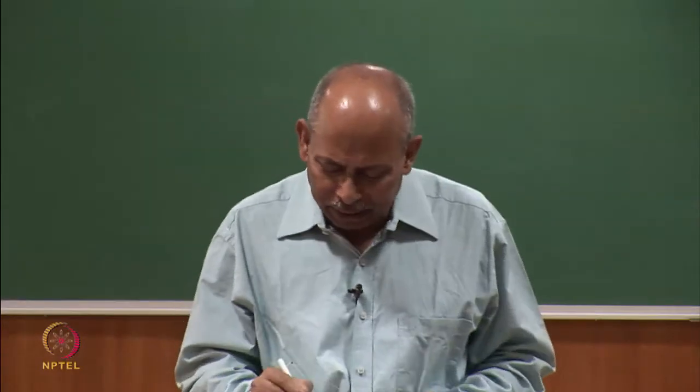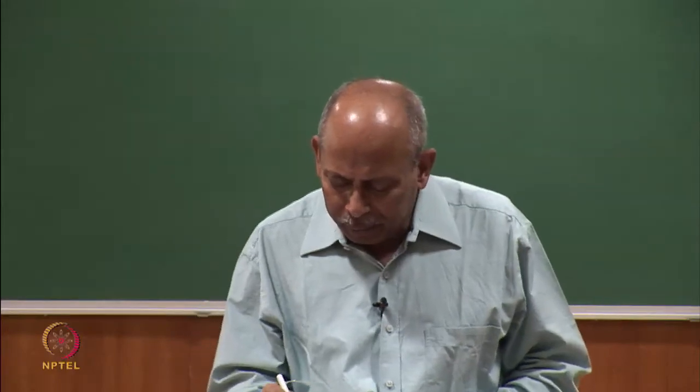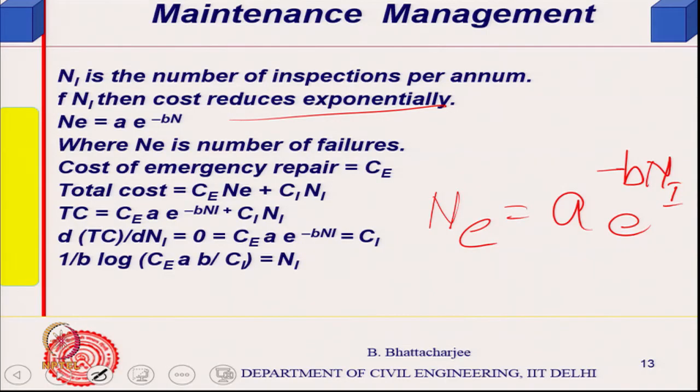So it is something like this. When I have 0 inspection, Ni versus Ne, this is A. When Ni equals 0, Ne equals A, and then it reduces in this manner. It will be asymptotic: as Ni tends to infinity, this will go to 0, asymptotic to the x axis. So it reduces in this manner.